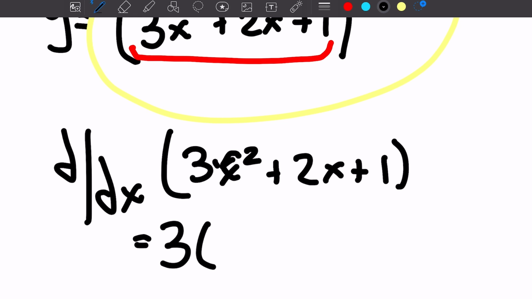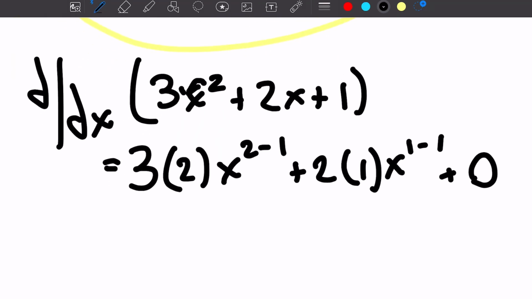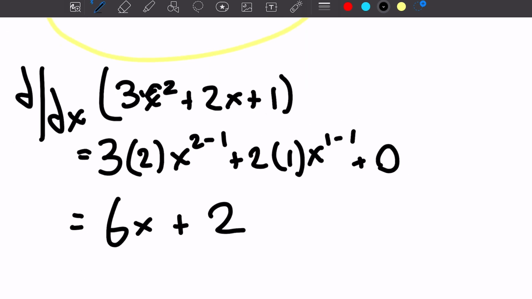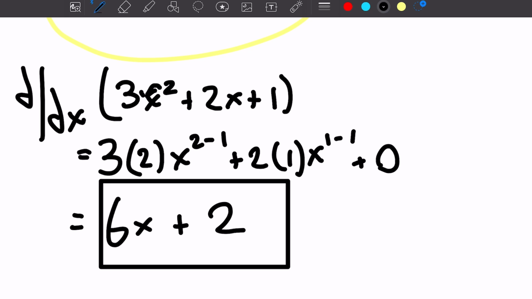So I'm going to do it in baby steps this time. So we'll have 3 times, bring down the 2, 3 times 2, which is 6, right? And less than 1 from the power, so 3 times 2 times x to the 2 minus 1, plus 2 times 1, because the derivative of x to the power of 1 is just 1, plus 0, because the derivative of 1 is 0, because it's a constant. So this leaves us with 6x plus 2. So we found the derivative of the inside, which leaves us to only find the derivative of the outside.